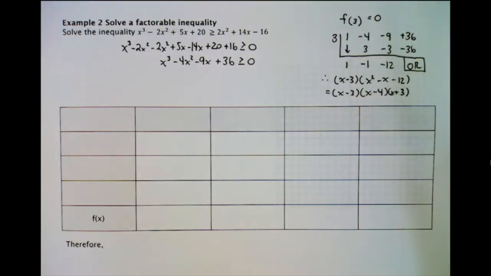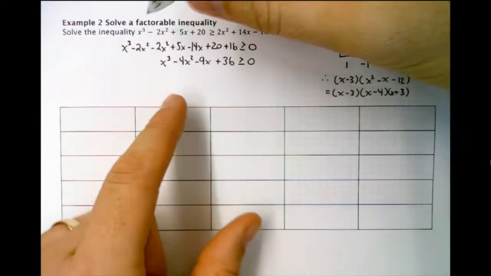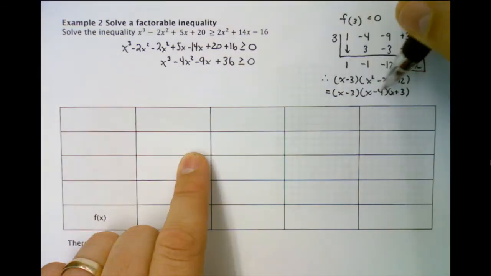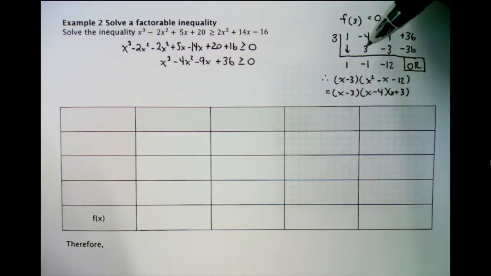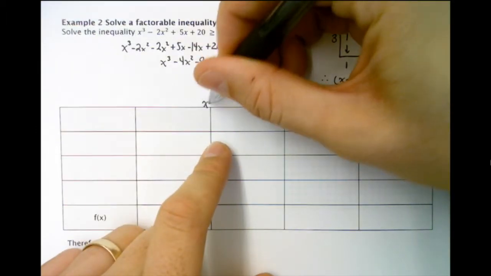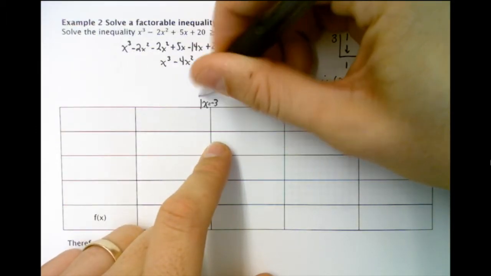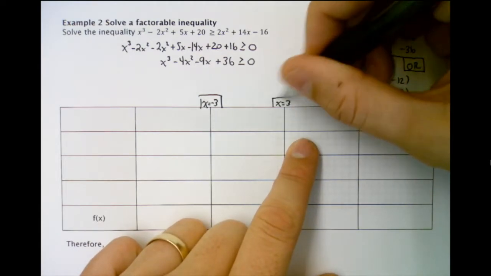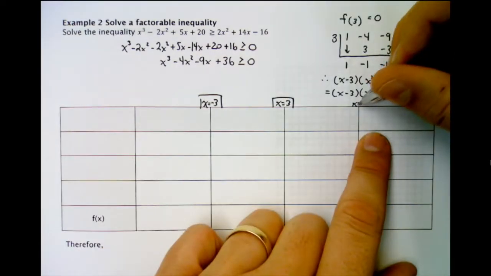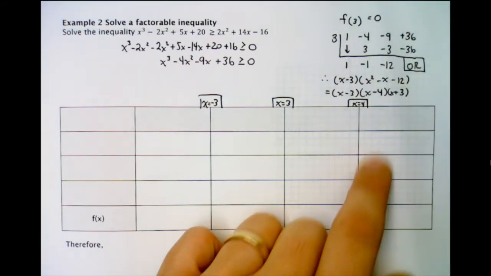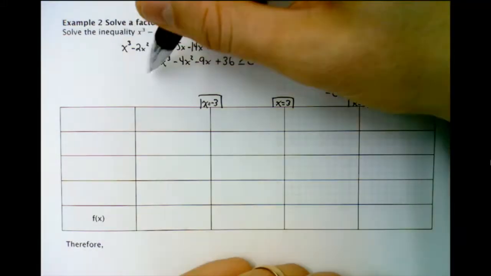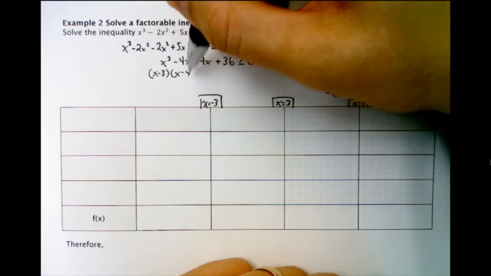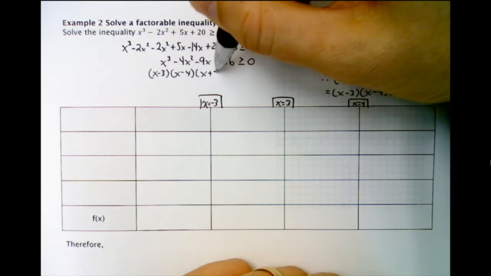So what are our roots? Well, our roots are negative 3, 3, and 4. So from left to right on a number line, negative 3, 3, and 4. I'm going to write my factored polynomial up here again so we have it. x minus 3, x minus 4, x plus 3.